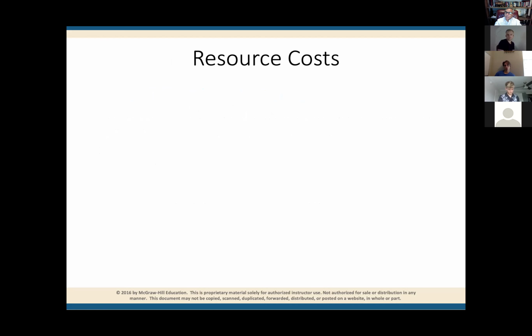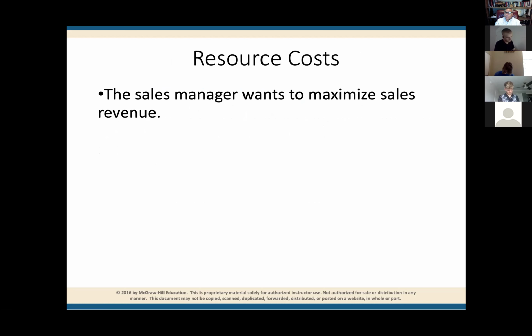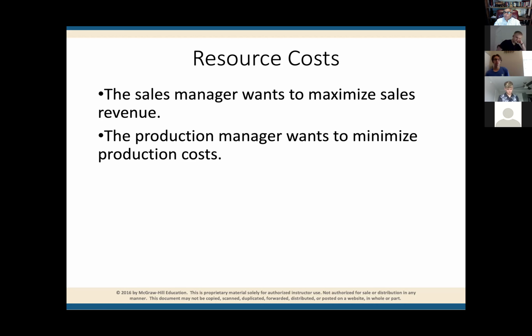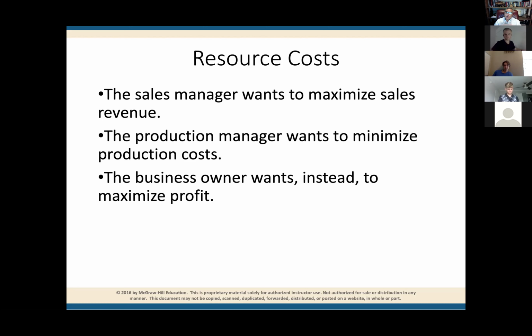Okay, for every input that we're going to get, we're going to have to pay for these inputs. There's a cost for resources. So then think about this. The sales manager of a company always wants to maximize sales. The production manager wants to minimize cost. And the owner wants to maximize profits. So as you can see, inside a company, there are three totally different conflicts of interest. The owner wants to maximize profits. So it is possible that I can maximize profits by reducing my production cost.